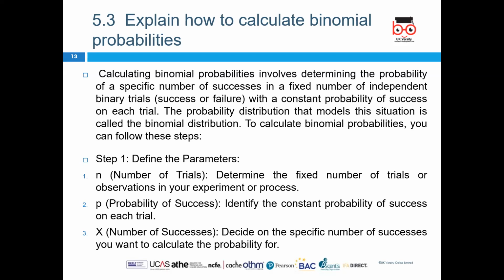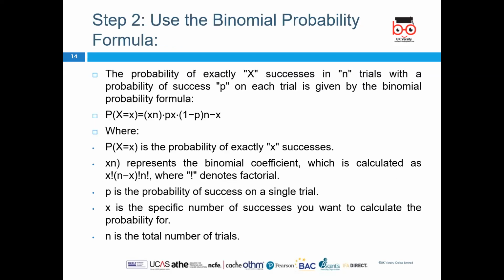Then you have the probability of success. You have to identify the constant probability of success on each trial. For a coin flip, it is straightforward, it is 0.5. Then the number of successes: decide on the number of successes you want to calculate the probability for. So we look into how we calculate it.